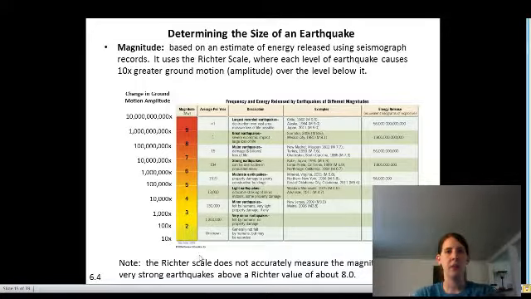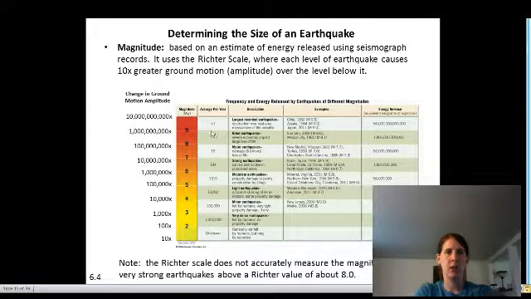And here we've got description, average per year. So magnitude of 2 to 3, 1.3 million per year. Very minor, maybe felt by humans, no property damage, just light energy release.